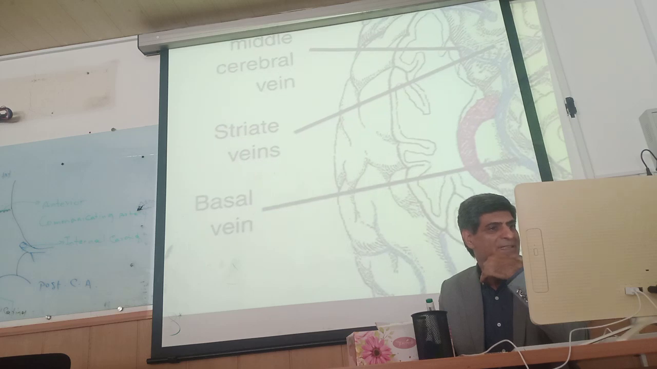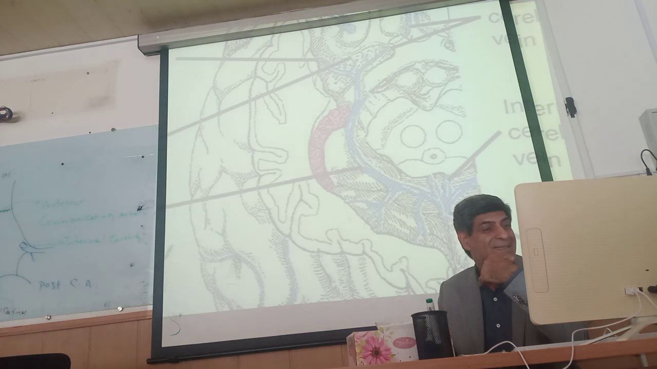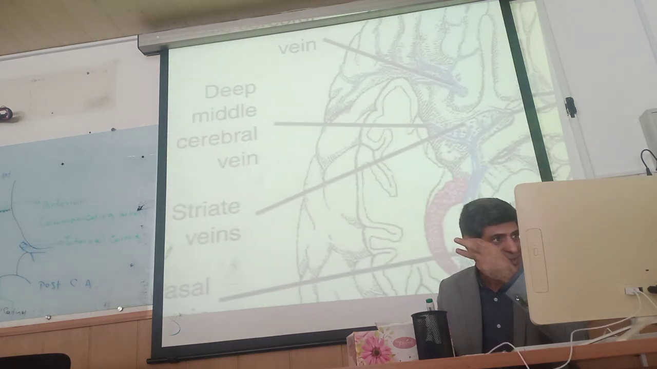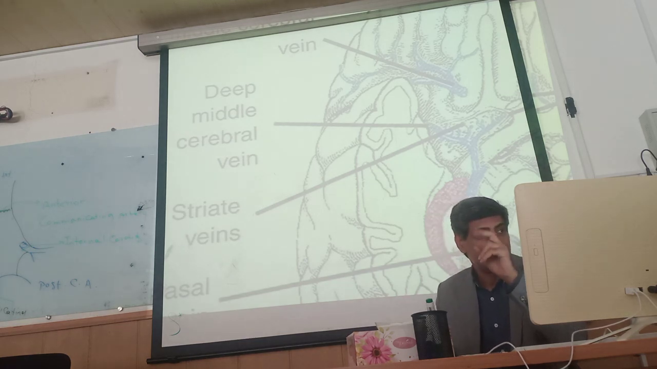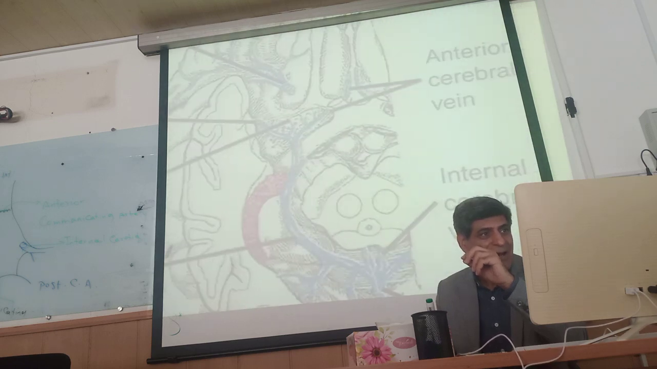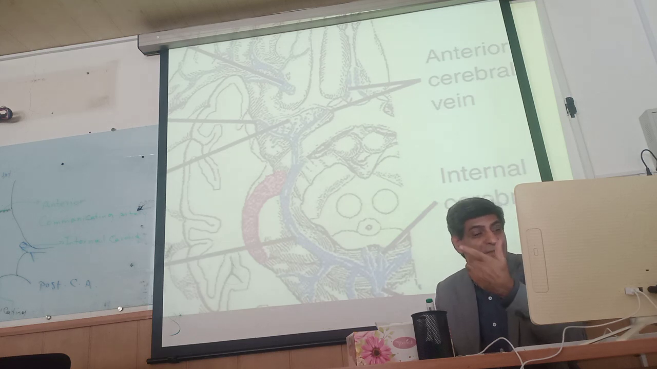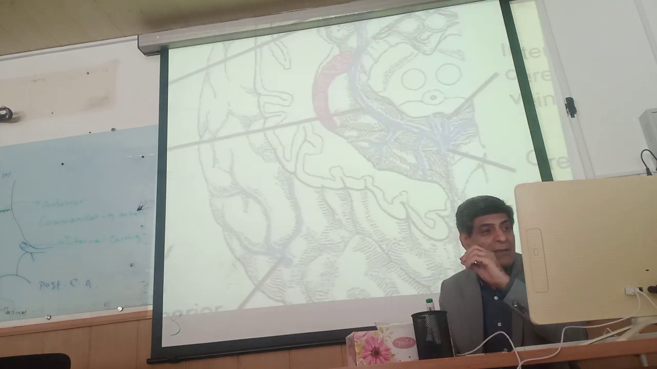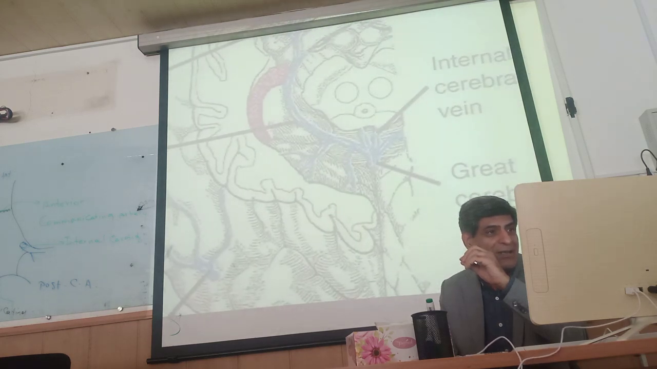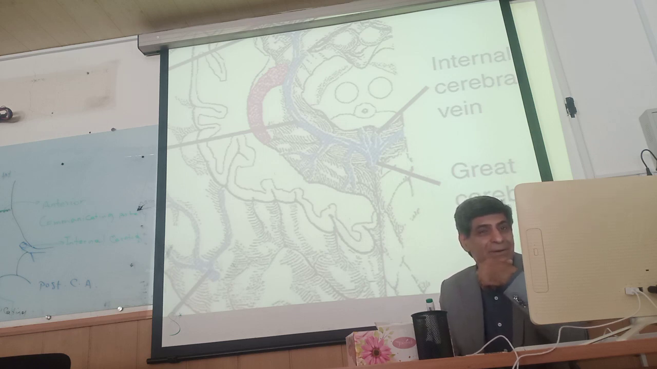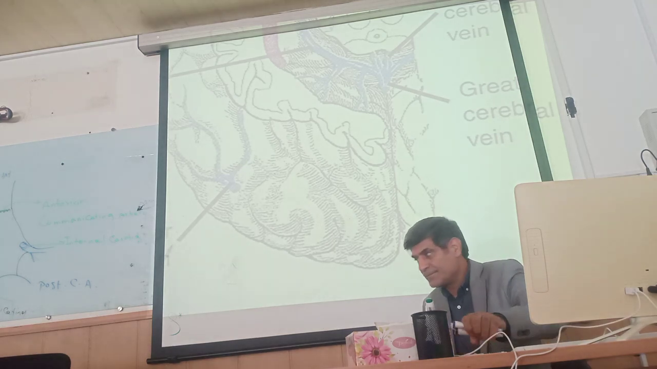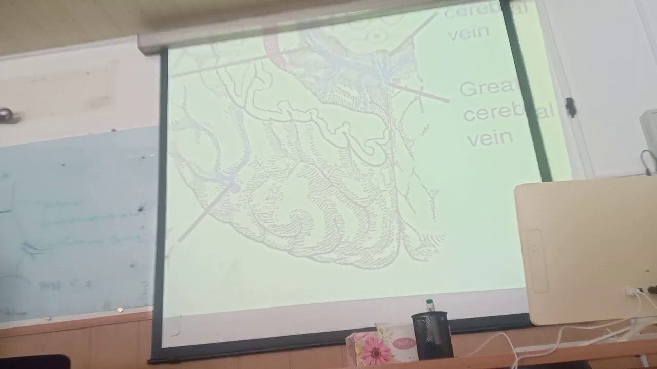Formation of the basal vein. The basal vein is formed from which veins? The anterior cerebral vein communicates with the deep middle cerebral vein, and the deep middle cerebral vein and anterior cerebral vein form another vein, the basal vein. The basal vein anastomoses with the internal cerebral vein, then forms the great cerebral vein, or vein of Galen. Another name for Galen. Anastomosis by anterior cerebral.